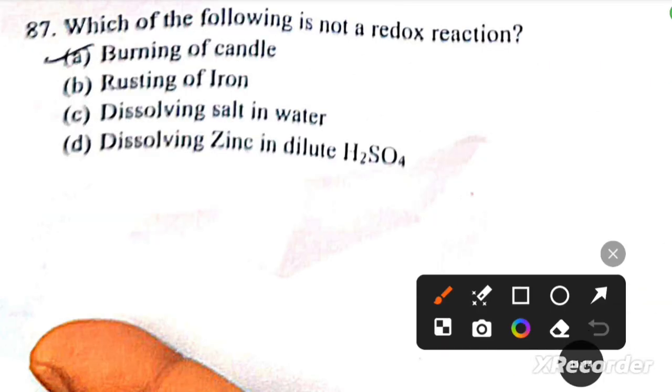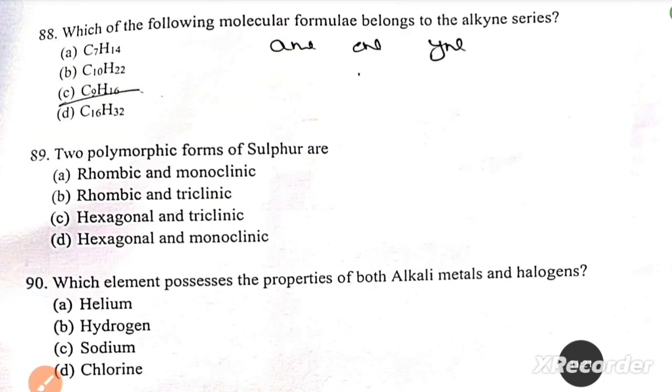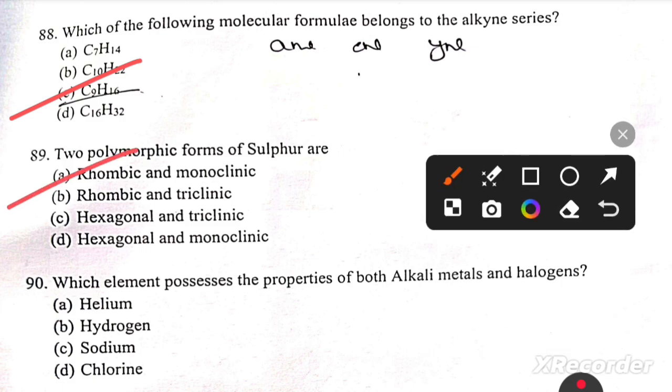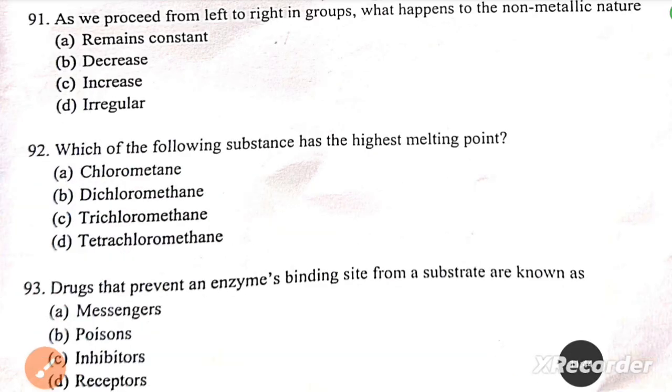Question number 87. Which of the following is not a redox reaction? Dissolving salt in water. Which of the following molecular formulas belongs to the alkyne series? C9H16. Then next question, two polymorphic forms of sulfur are rhombic and monoclinic. Which element possesses the properties of both alkali metals and halogens? Hydrogen.